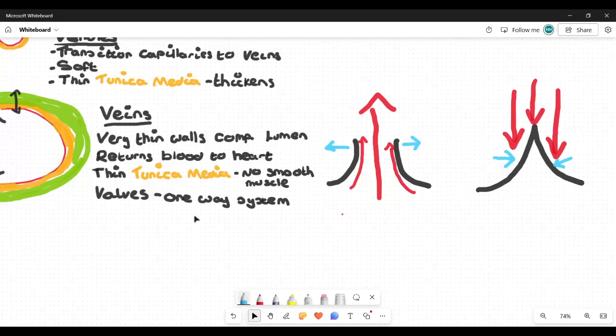The blood then enters the heart via the vena cava, and the next video will cover the cardiac flow cycle now that you have the basics of blood vessels.